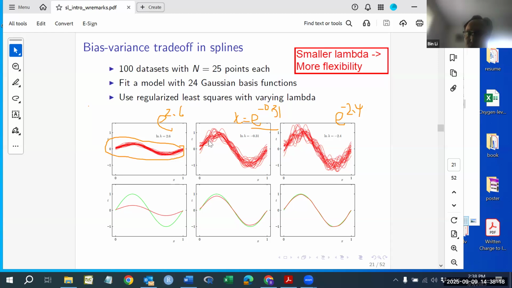But when we reduce the lambda, the model becomes more flexible. So you can see the variance increases. And when we further reduce the lambda, the model becomes even more flexible. The variance becomes larger. You see that? So that is the conclusion from this simulation example.